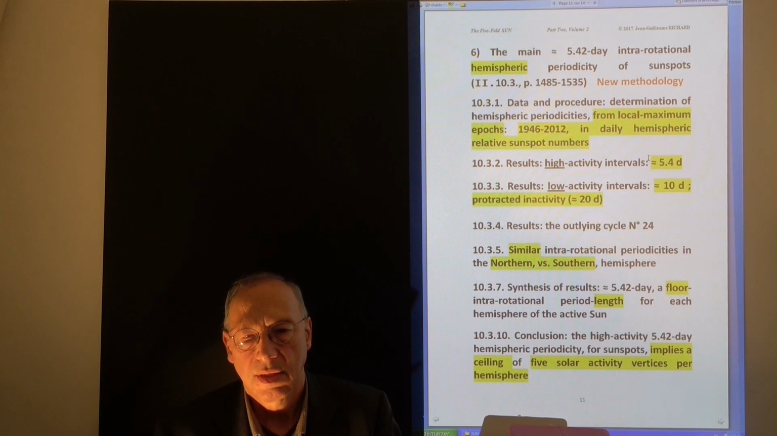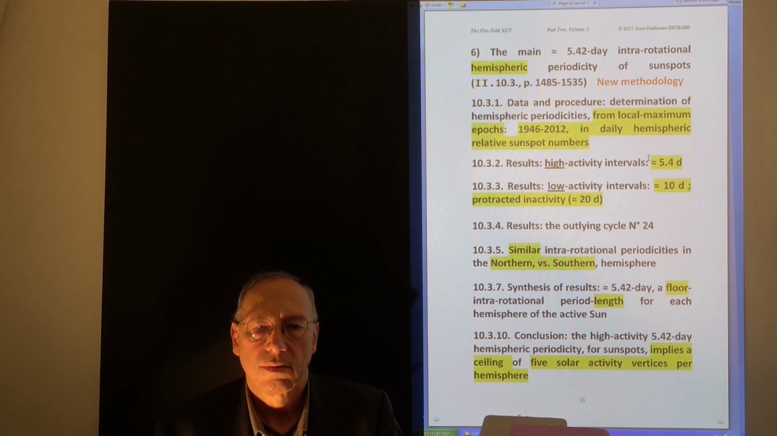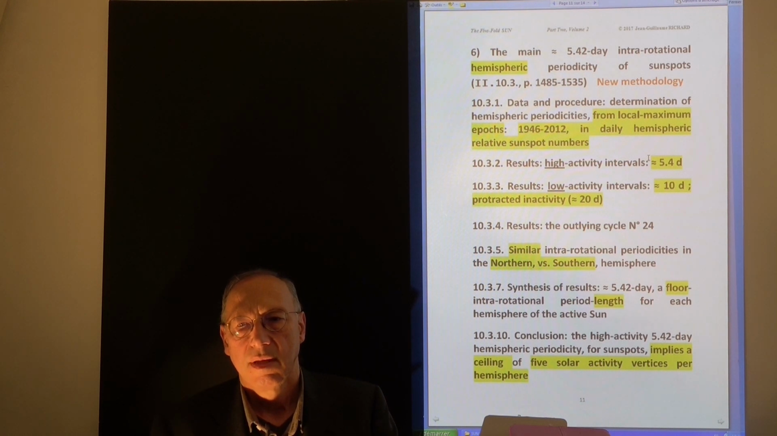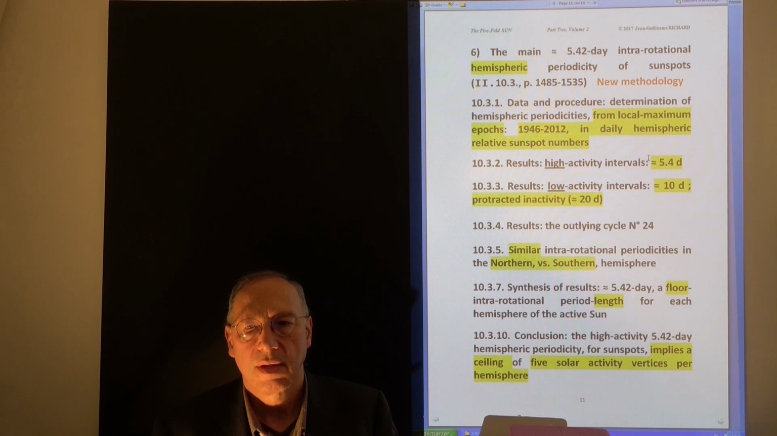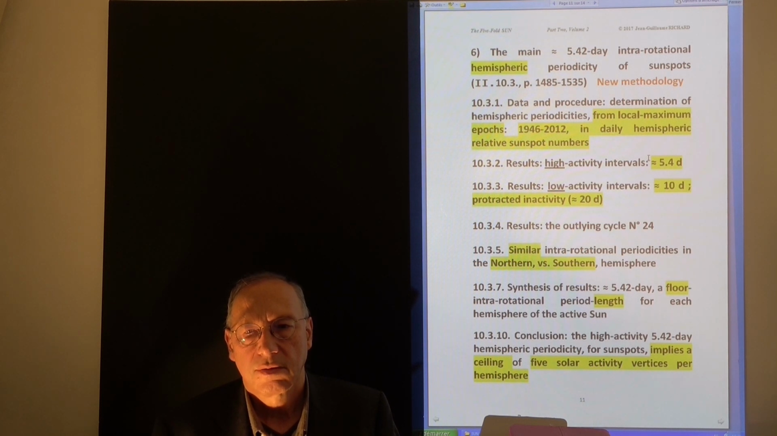So we introduce a new approach in the Fivefold Sun project to elucidate this problem, which is to look at a series of daily hemispheric relative sunspot numbers. Because they are hemispheric, we have separately, of course, the counts for the north and for the south, and we will now be able, going from this primary statistic, to find what the periodicities implying a certain longitudinal distribution actually are.